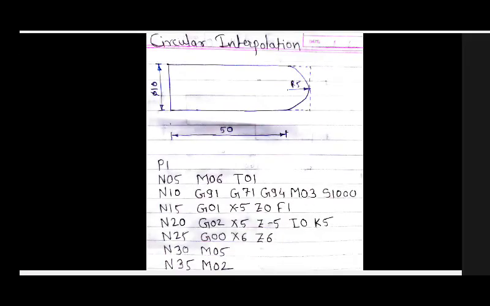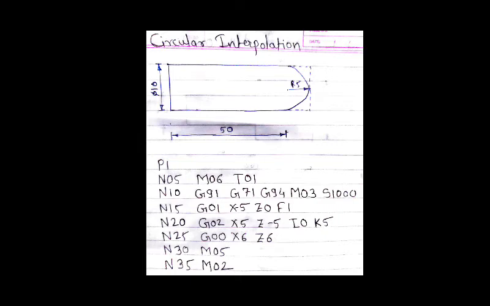Now let us see the meaning of each block which we have used in this programming. P1 is the program identification number, N05 and N10. First I will tell you the meaning of the block, then why we have taken this, we will see in between also. N05 is a sequence number.